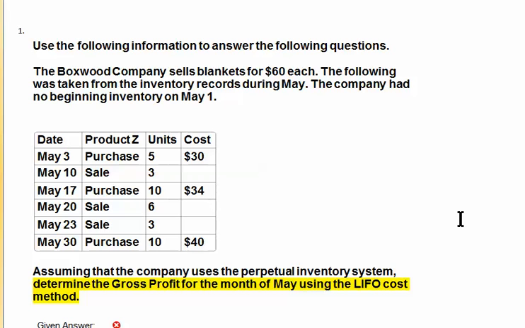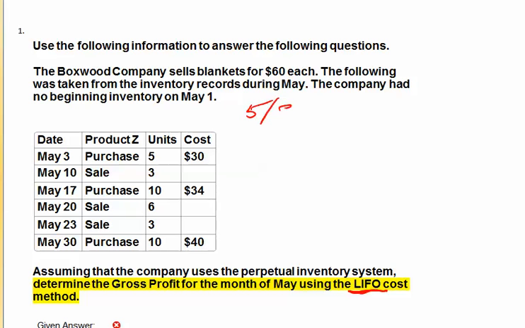It says, using the following information to answer the question, the Boxwood Company sells blankets at $60 each. The following was taken from the inventory records during May. The company had no beginning inventory on May 1st. So we're using the LIFO method. I'm going to put an underline on that so I keep that in my mind. Now let's go ahead and work up our inventory.